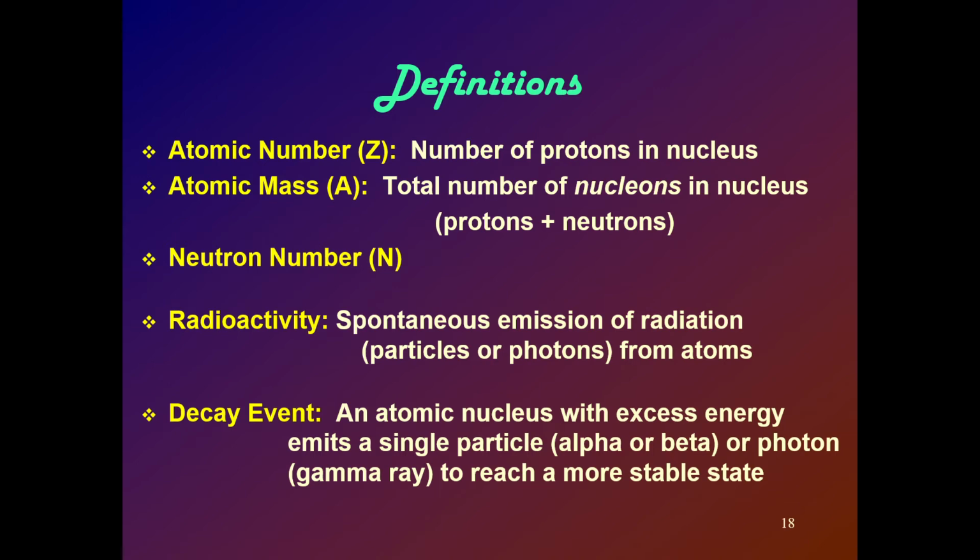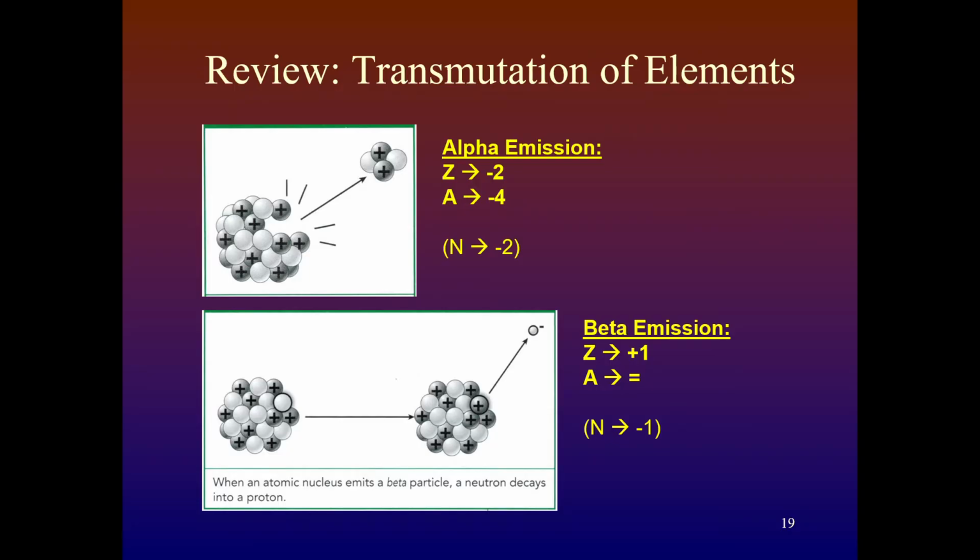Radioactivity is simply the spontaneous emission of radiation, either particles or photons, from atoms. Usually we think of unstable atoms. When an atom undergoes a radioactive event, we call it a decay event. An atomic nucleus with excess energy emits a particle, either an alpha, beta, or gamma particle, to reach a more stable energy state. So this is transmutation of elements.